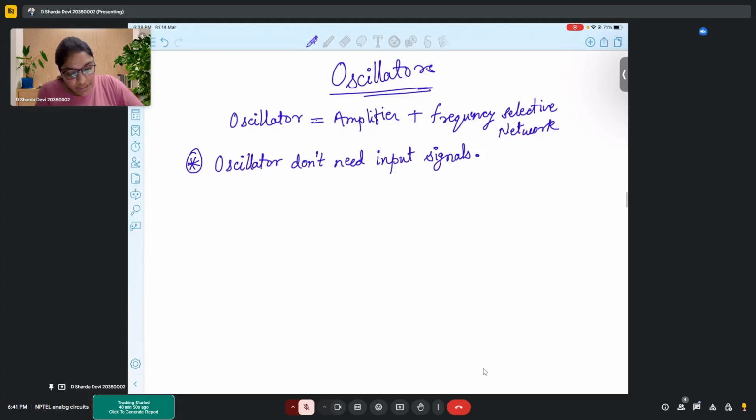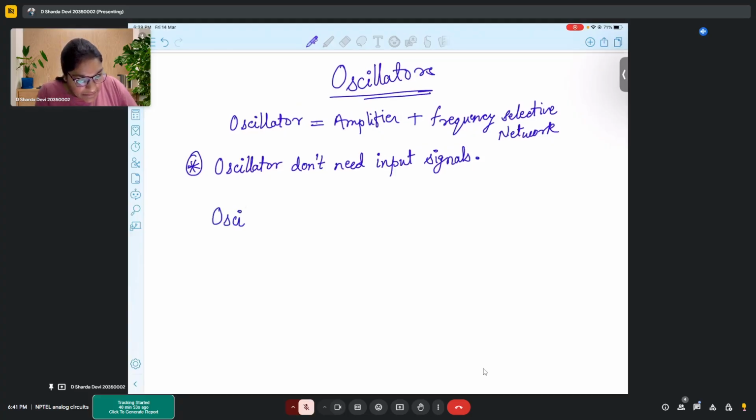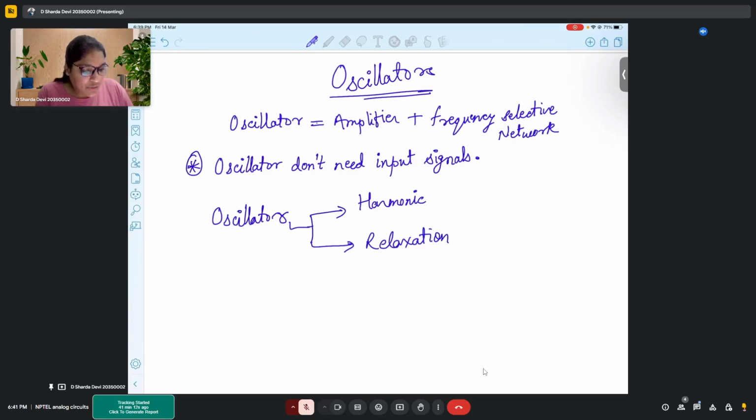So when we talk about oscillators, oscillators are of two types, that is harmonic oscillator and relaxation oscillator, right? So we have two types of oscillators. One is known as harmonic oscillators, and the other is known as relaxation oscillators. What do we mean by harmonic oscillators? That is, the output that you would get is a sinusoidal wave. So here you would get a sine wave output.